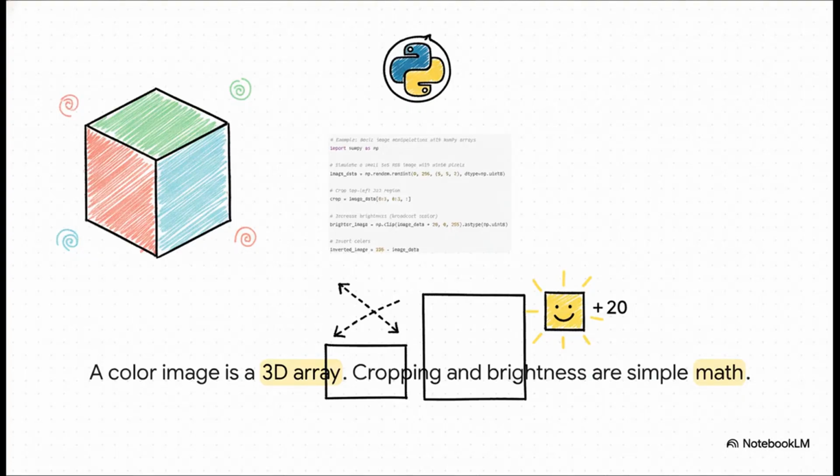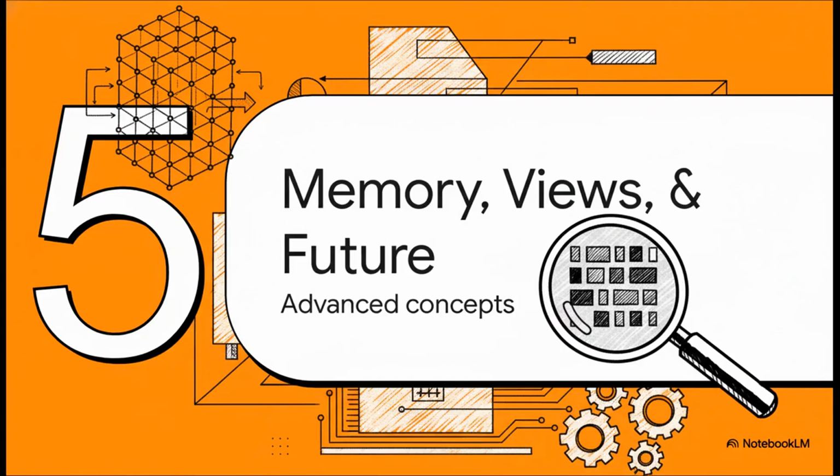And check this out. This is an amazing real-world example. A standard color image? It's literally nothing more than a three-dimensional NumPy array. You have height, width, and then 3 color channels for red, green, and blue. And the code here shows how operations that sound really complex are actually trivial. Cropping an image? That's just basic array slicing. Making it brighter? You're just adding a number to the entire array. It's unbelievably powerful.